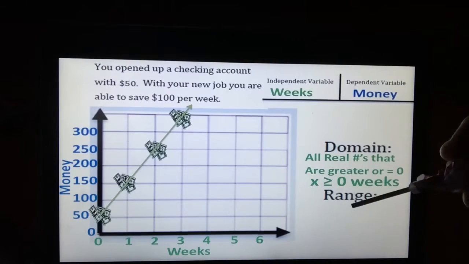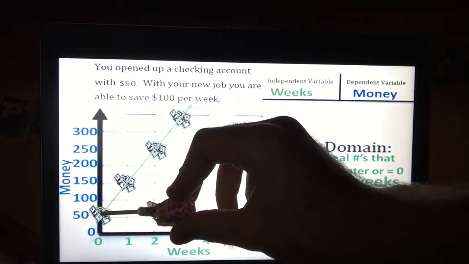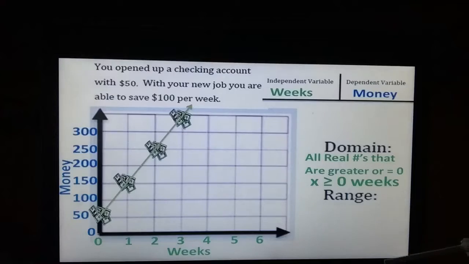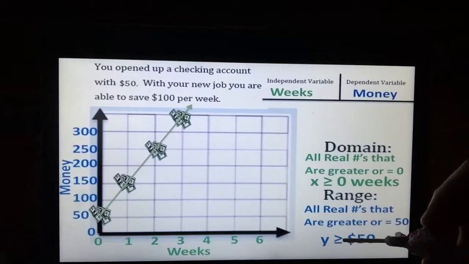Now the range is the money because that's how high and low. So the lowest amount of money he has in this graph is $50, and it shows that it's going to keep going up and up. So therefore, the range is all real numbers that are greater or equal to 50. So that's what it looks like, and this is going to be y is greater or equal to $50. Okay?